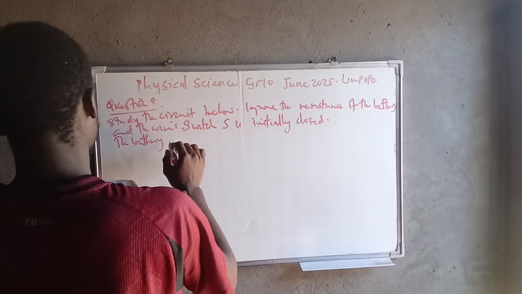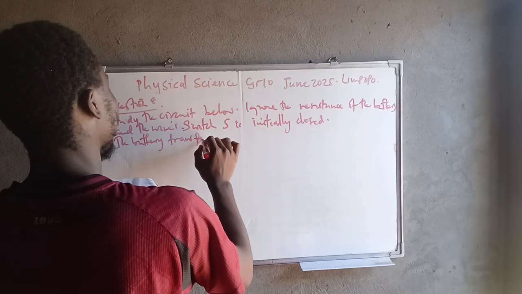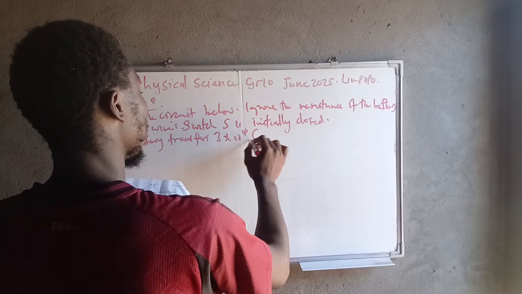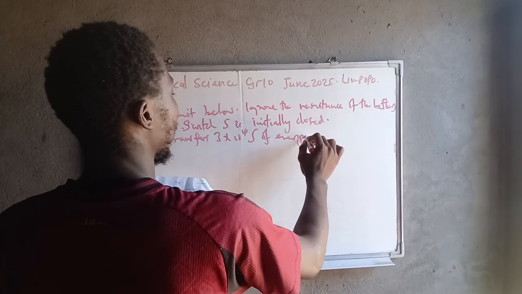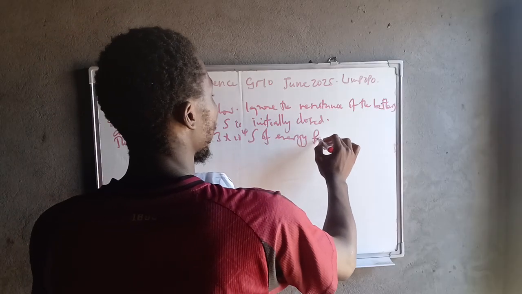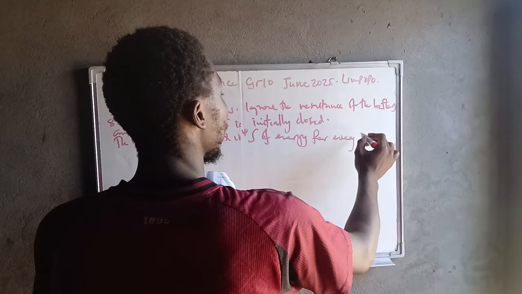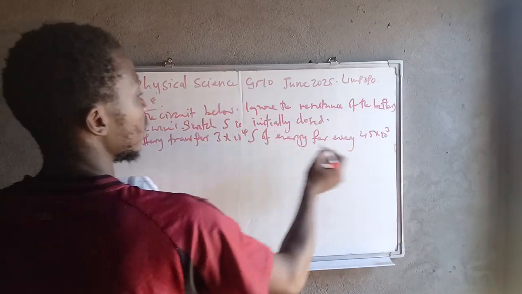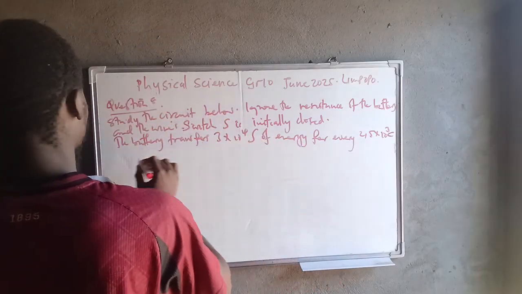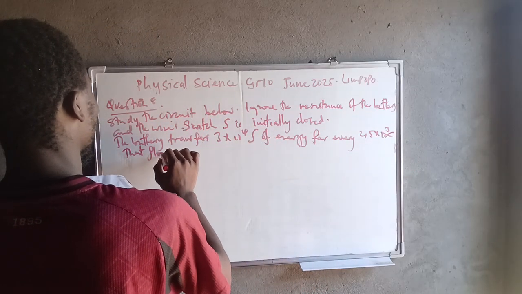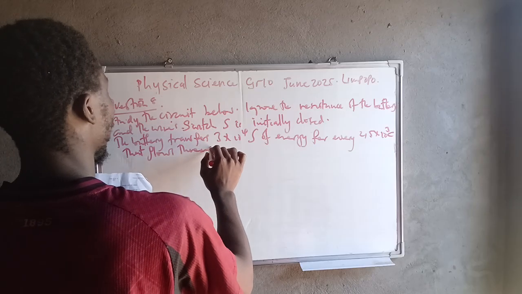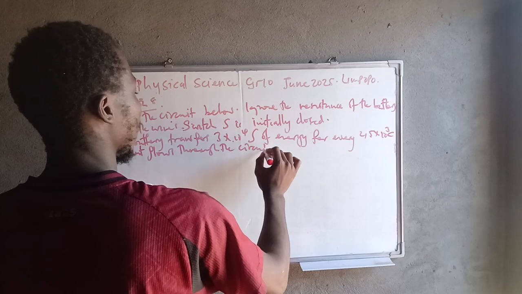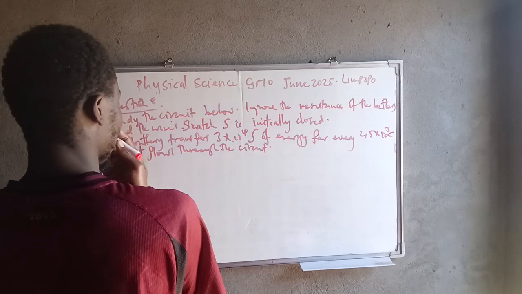The battery transfers 3 times 10 to the power 4 joules of energy for every 2.5 times 10 to the power 3 charge that flows through the circuit. So this is the circuit now.